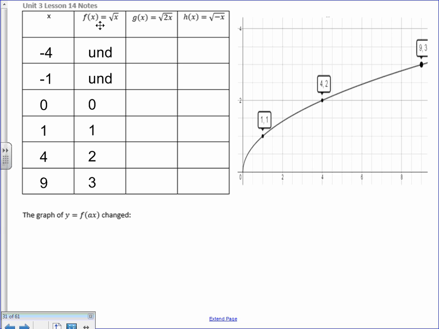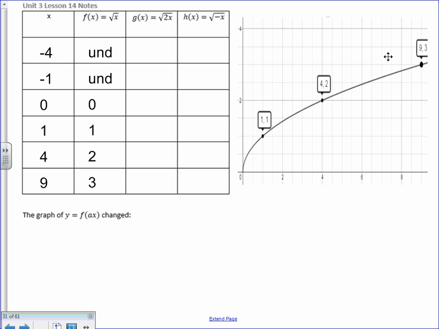Okay, so f of x is square root of x, so square root of -4, undefined. Square root of -1, undefined. Square root of 0, 0. Square root of 1 is 1. Square root of 4 is 2. Square root of 9 is 3. So that's where I got those. Hopefully you're seeing right now why I chose numbers such as 1, 4, and 9 as my x values.